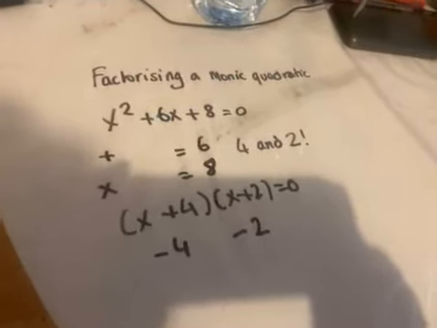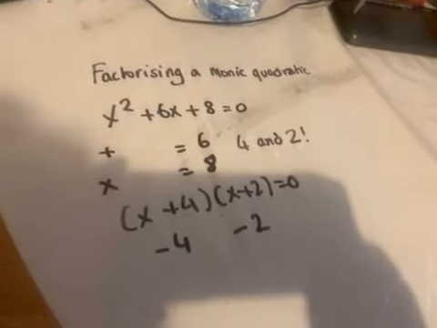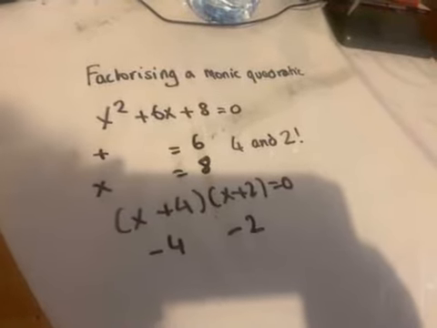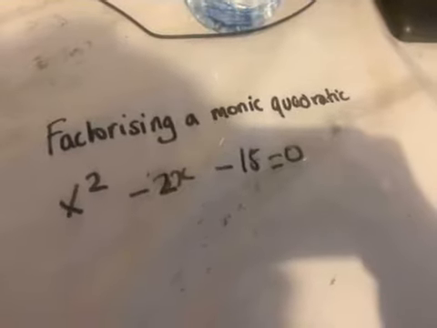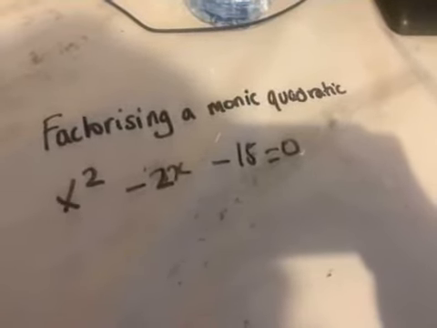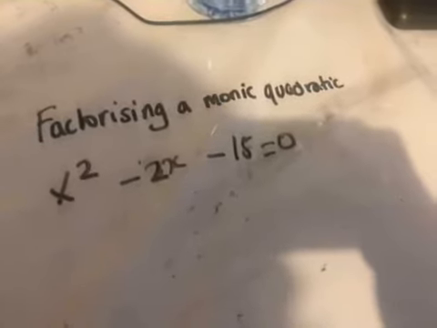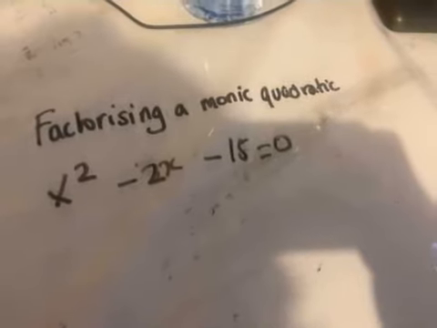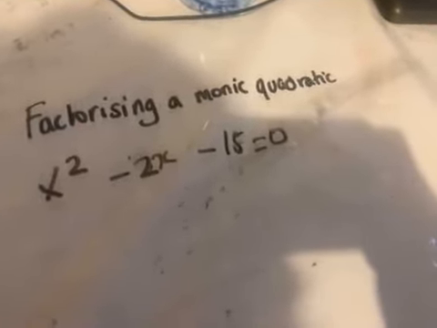All right? I'm going to give you one more example, a slightly harder one, which actually has negative numbers in the working, just to show you how that works, and that will be that. So here we are, we've got a second example here. Factorising a monic quadratic, x squared minus 2x minus 15 equals 0. So what I'm going to do is ask you to pause the video now and see if you can figure it out yourself first. Take 3 or 4 minutes to do that, and if you can't, pop back here in just a moment for the solution.